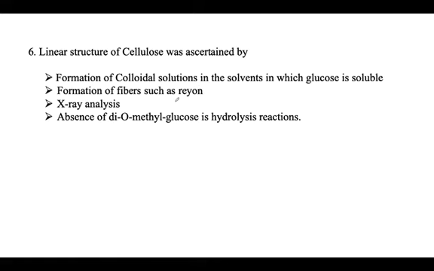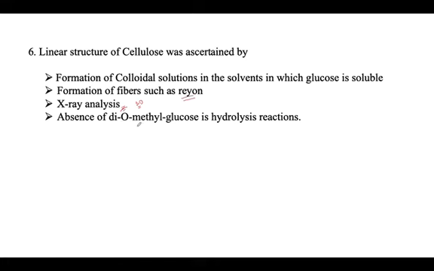So this is one reason we say the molecule has a linear structure. Second, it was the formation of fibers such as rayon. These are byproducts when they have been synthesized, and again it shows that they are linear. Third, it was the X-ray analysis that has given us the idea about the structure of the molecule, whether it is a linear chain or a branched chain. From X-ray analysis, though it is a three-dimensional structure that we will discuss in the next slide, it has been found that these are linear molecules.